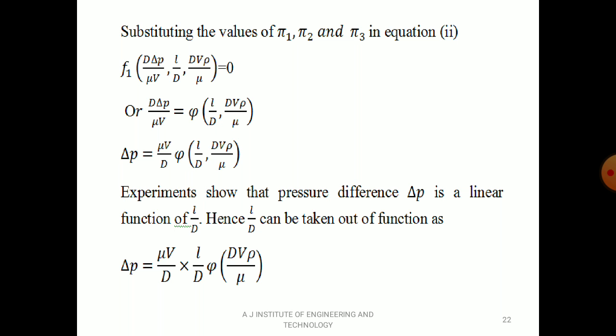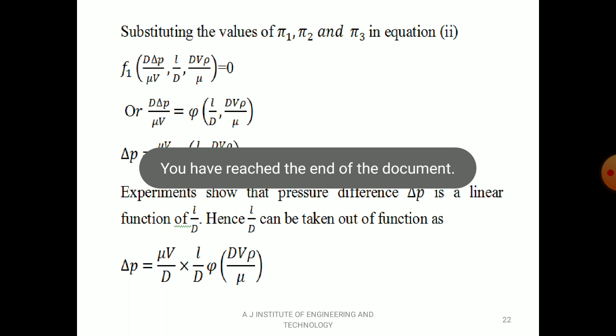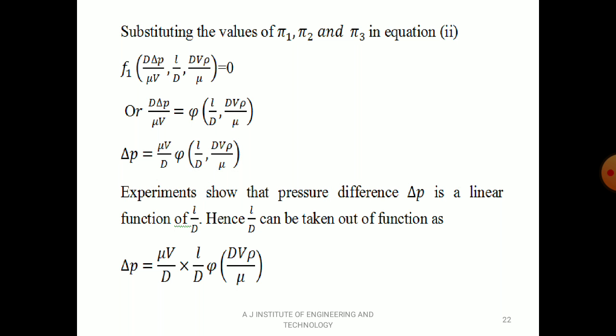But experiments show that the pressure difference delta p is a linear function of L by d. As I already told in a previous problem also, pressure difference is a linear function of L by d. So when it is a linear function, then you can just take L by d out of the function phi. So delta p equal to mu v divided by d into L by d function of dv rho by mu. So this is the expression for delta p.